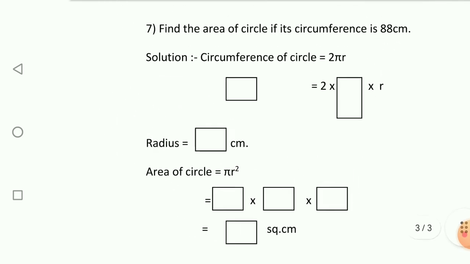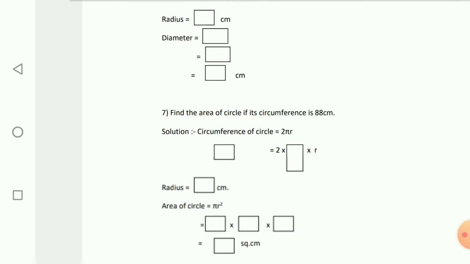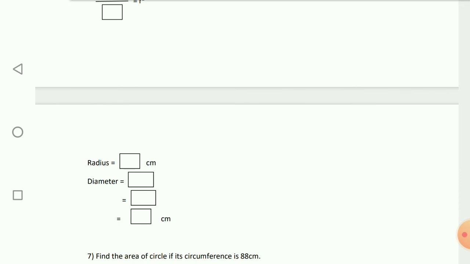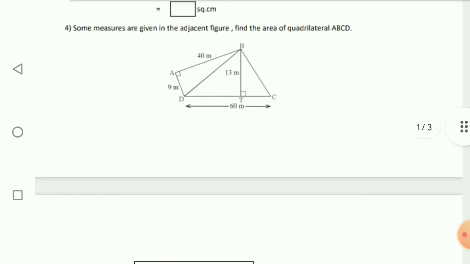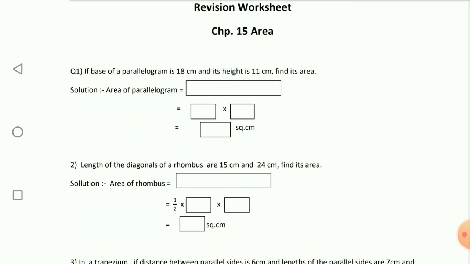I will be uploading this worksheet. You have to practice this type of problem, students, so that you will have enough practice before you appear for your exam. You can expect the question paper almost like this, with boxes where you will be filling in the formula and writing the answer. Okay, so this is about the revision of chapter 15.